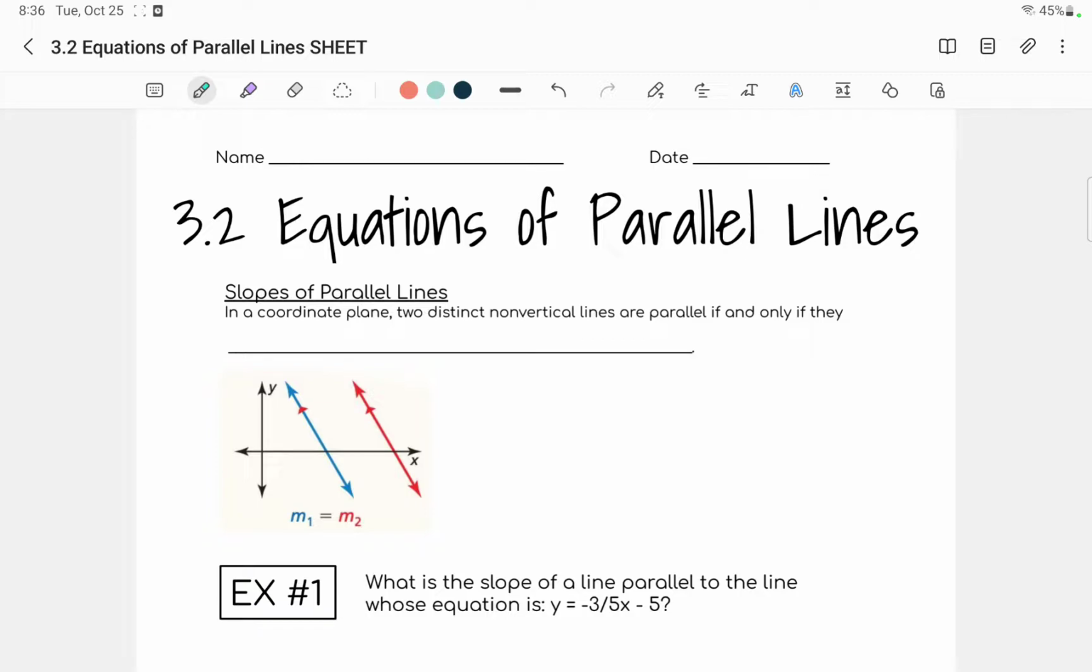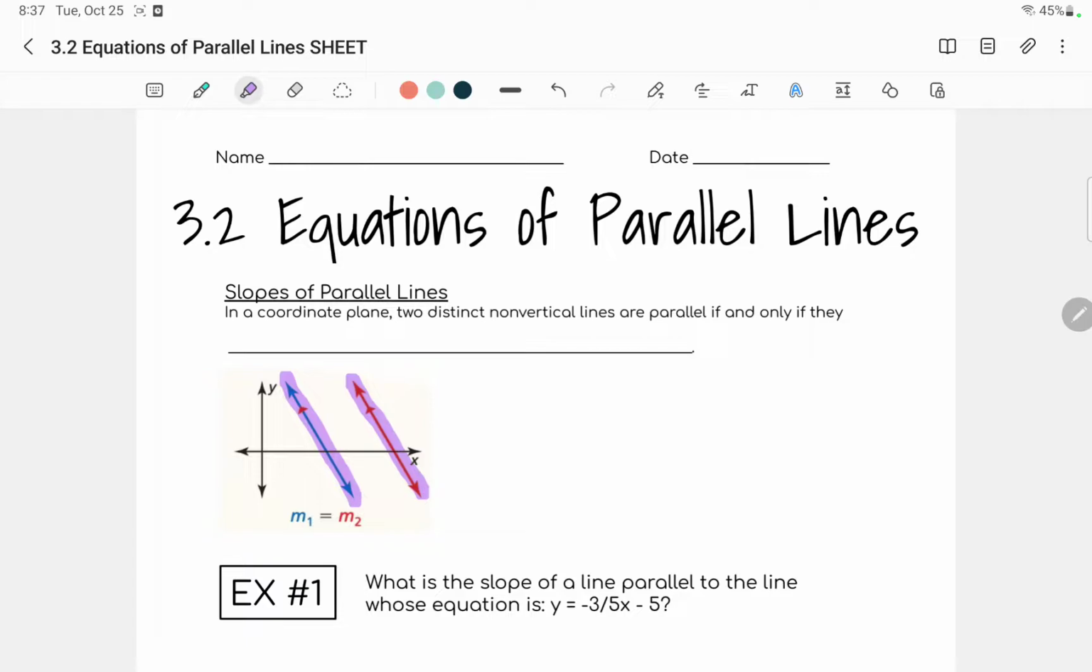So today we're going to talk about parallel lines. We're also going to talk about slope, which is very important. And I just want to direct your attention to the picture here. Notice these two lines, the blue and red line, they are parallel. And if you notice in the picture, it's saying that the slope of this blue line is equal to the slope of this red line.